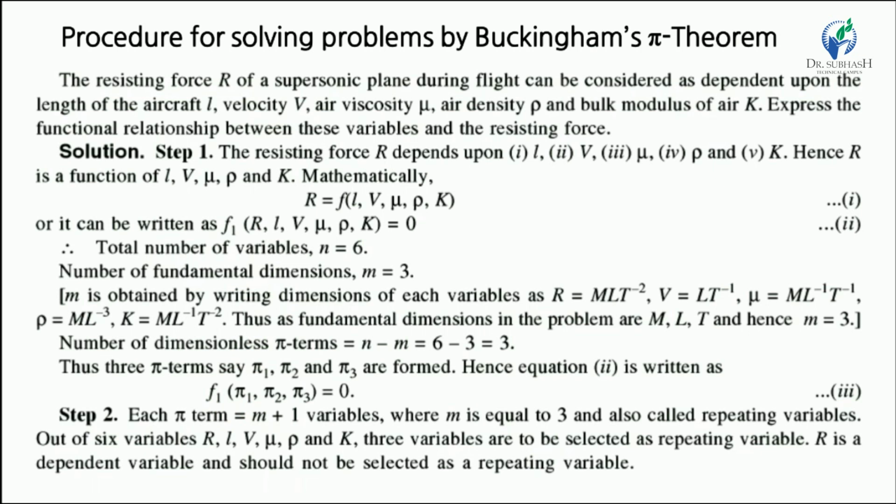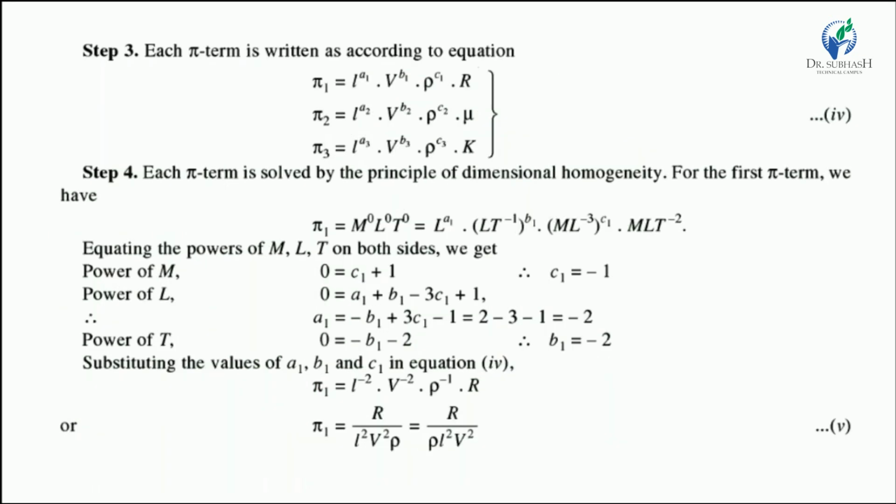Now each pi term has some variables. How many variables are there in the pi term? That is defined by m plus 1. Here m is the number of fundamental dimensions, 3, plus 1 is 4. So each pi term has 4 variables. Now we write pi 1, pi 2 and pi 3. So we have 3 pi terms and each pi term has 4 variables.